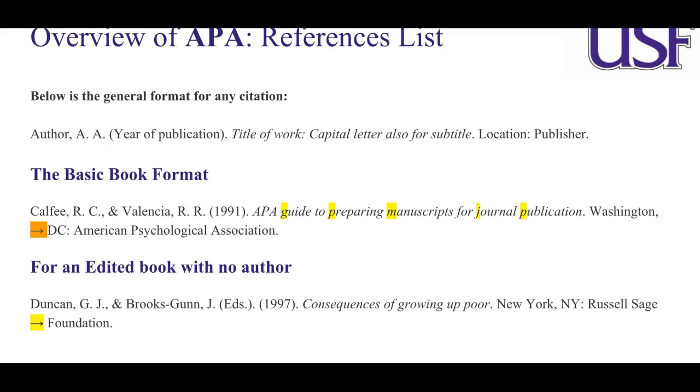The general format for references list in APA. Note the OWL, the Purdue OWL website for this. It is a little bit different in its formatting. Here you see that we're still using a hanging indent in both examples. But in that first one, which is titled APA Guide to Preparing Manuscripts for Journal Publication, you note that we only capitalize the first word in the title.